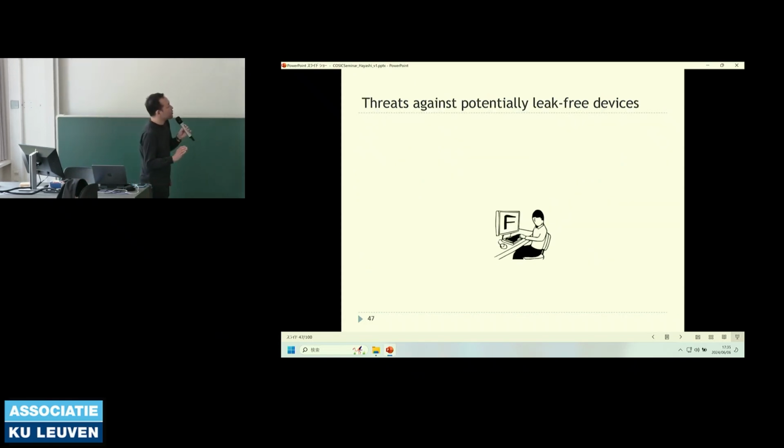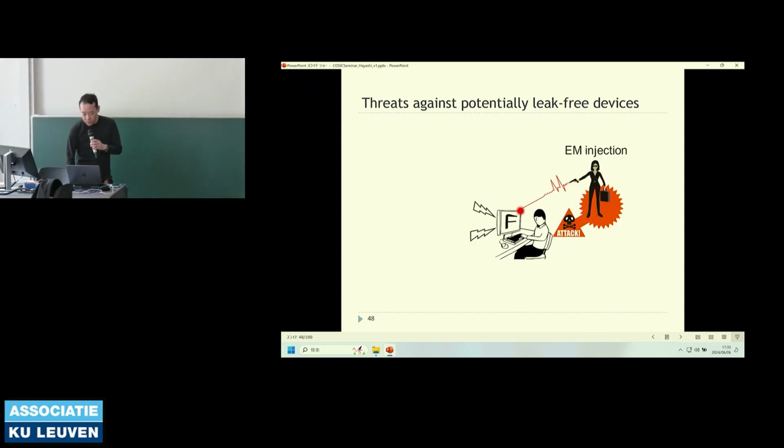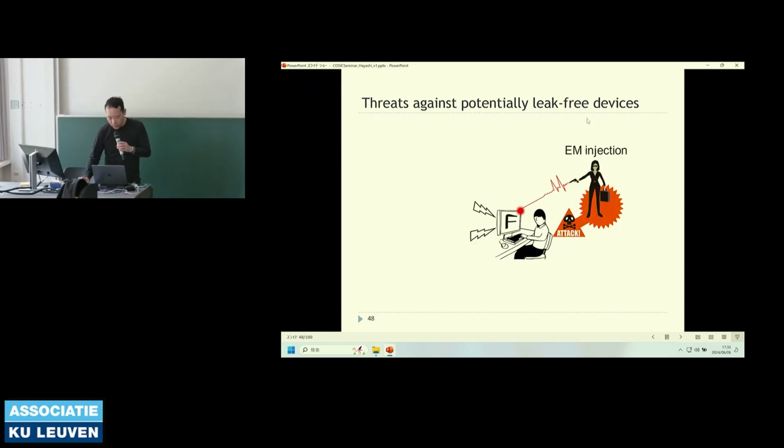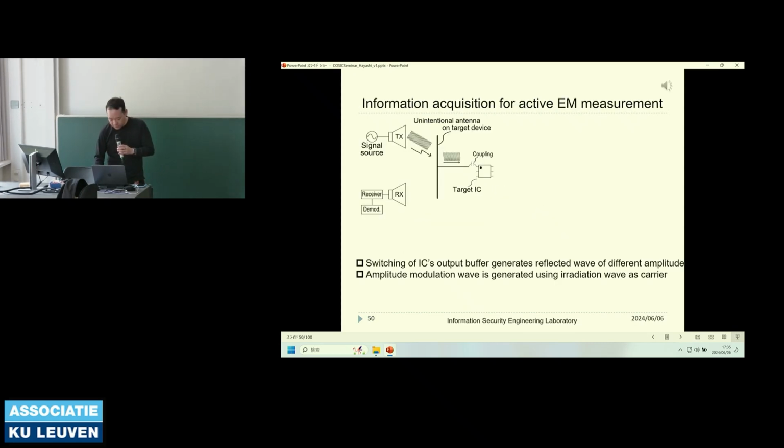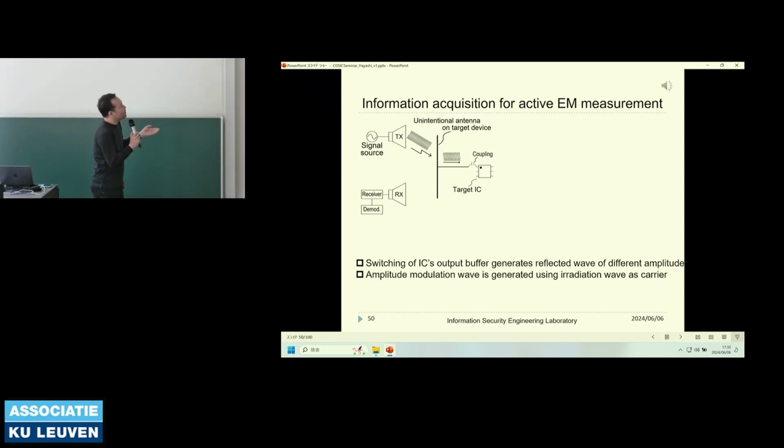Okay, this is the attack strategy of active measurement. First, we irradiate an EM wave to the target device, and then backscattering occurs. Then we observe the backscattering. Finally, we get the secret information. This is the flow of active attacks. Okay, in this experiment, the target is I/O devices. I/O device means a keyboard and a display, which is not a crypto device. A crypto device is not a target in this attack, in our context.